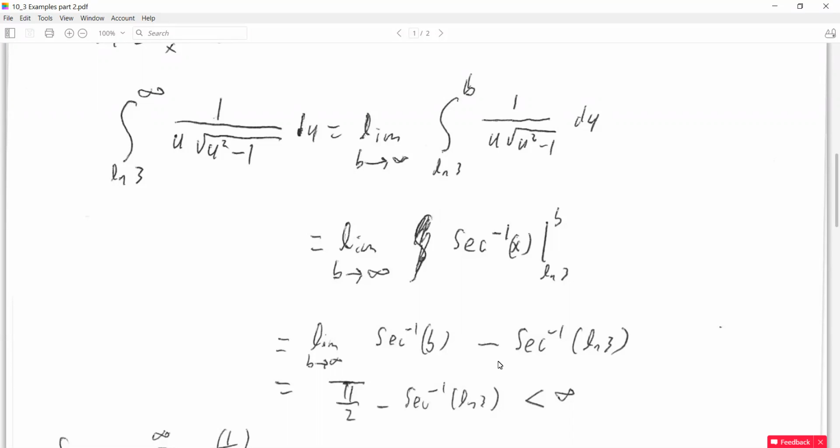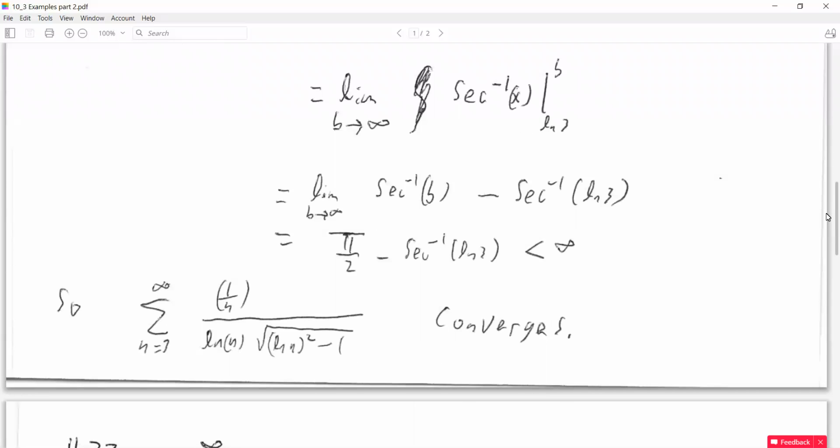The actual value isn't what we're interested in. What we're interested in is that it does converge. We actually do get a value. So therefore, since that integral converges, we get that that series also converges.